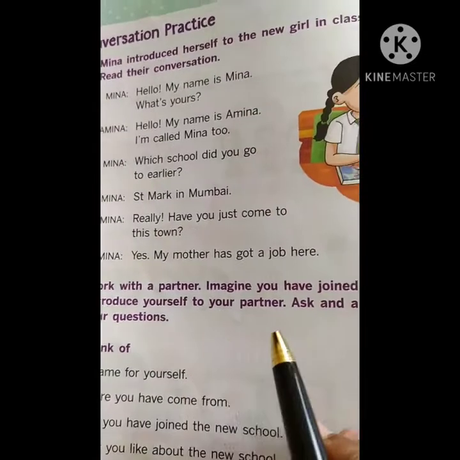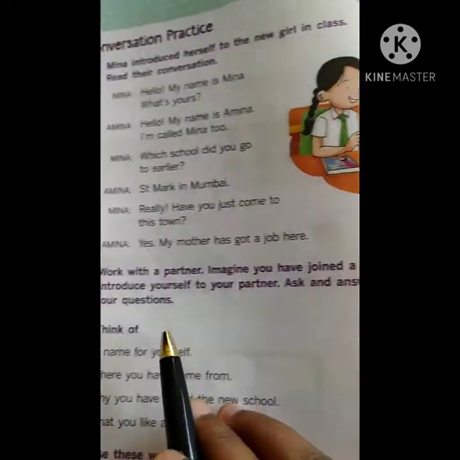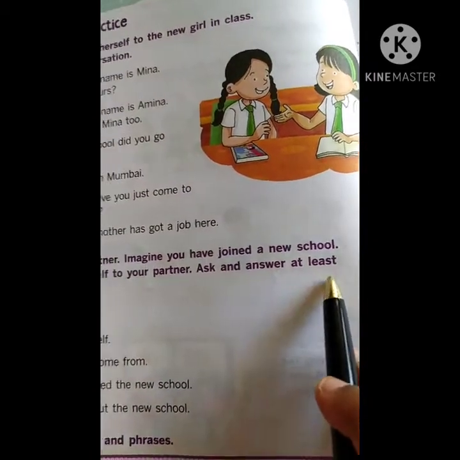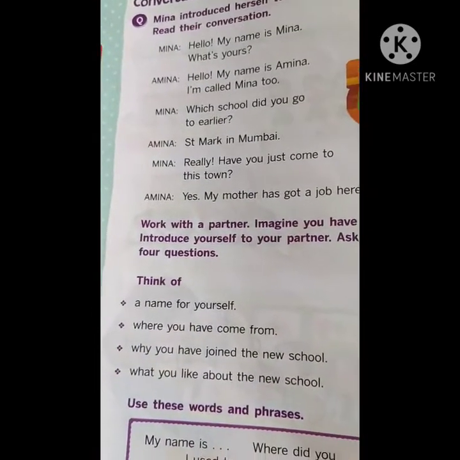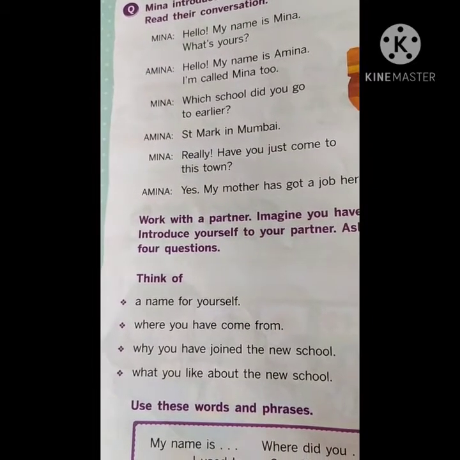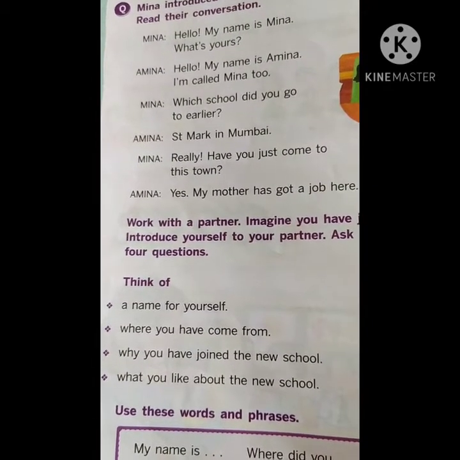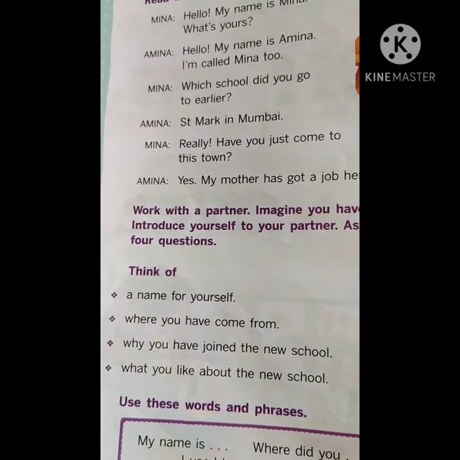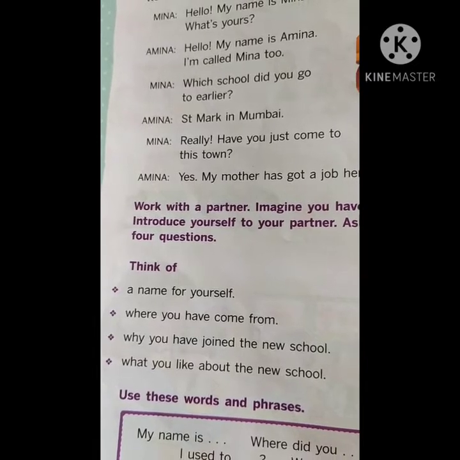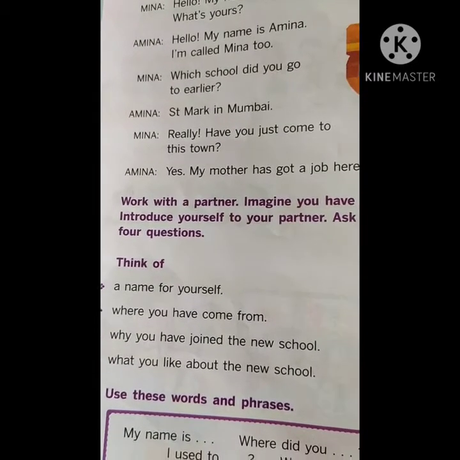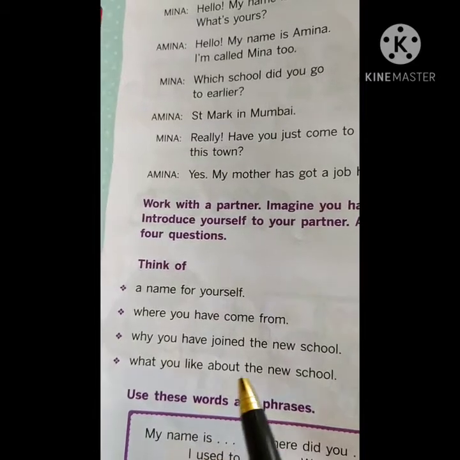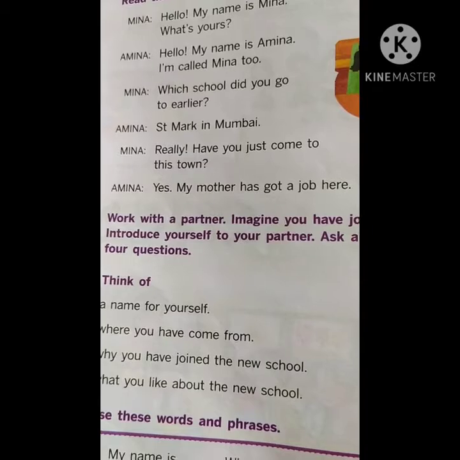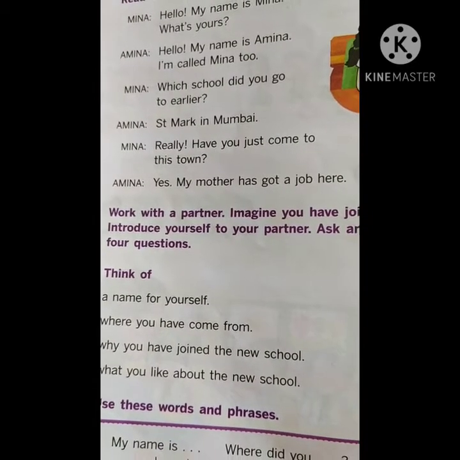Work with a partner. Imagine that you have joined a new school. Introduce yourself and your partner, and ask and answer at least four questions. Okay, think of a name for yourself. Suppose your friend's name is... Hey, what's your name? My name is this. Next, hey, where do you come from? I came from Bangalore. Like this. Okay, why have you joined the new school? Oh, you have recently joined this school. May I know the reason? Like this you have to converse.